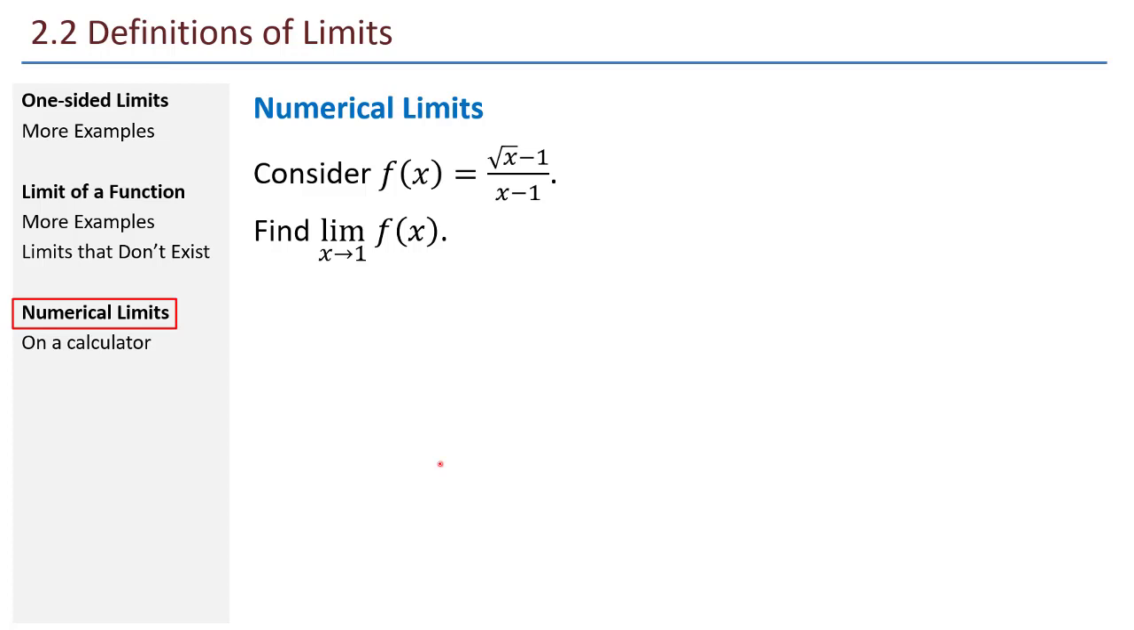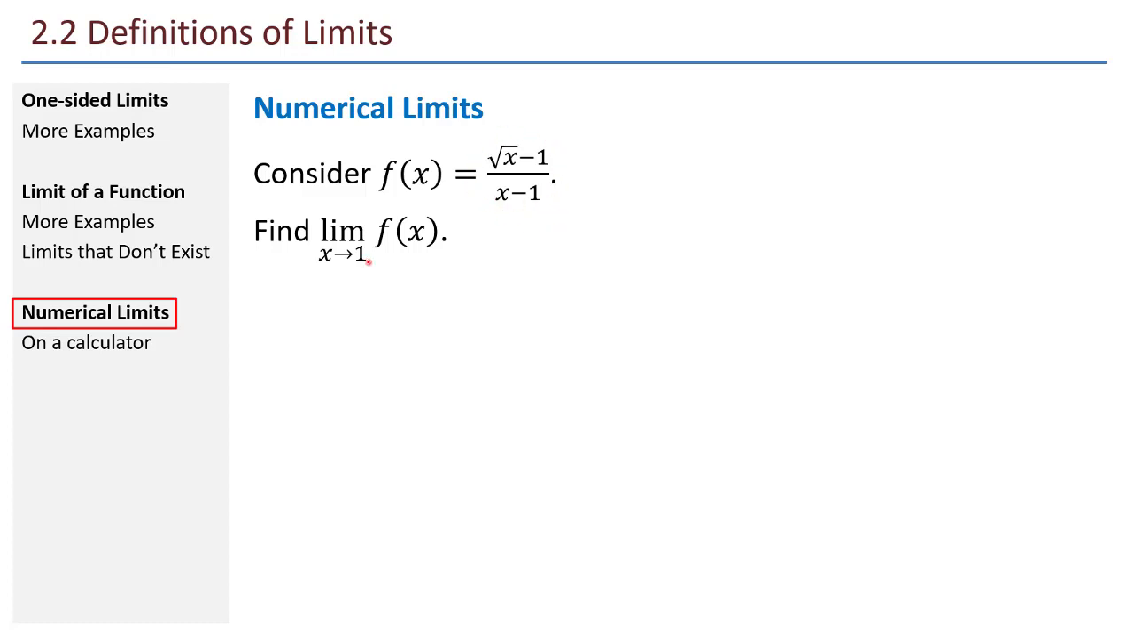We've been looking at limits graphically. Let's consider a numerical approach to limits. So a function is given to us, f of x equals the square root of x minus 1 over x minus 1. And what is the limit of this function as x approaches 1? If I imagine the x values getting closer and closer and closer to 1, what does this whole expression become? What number does that become?